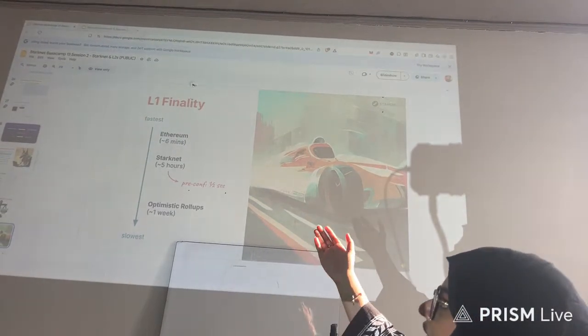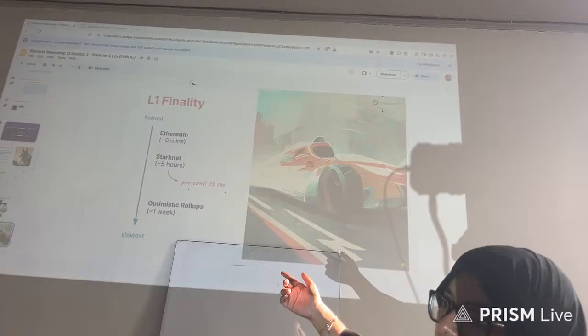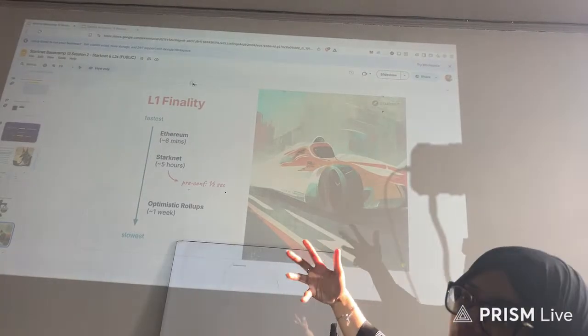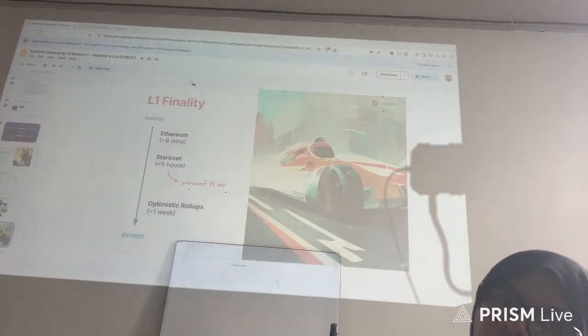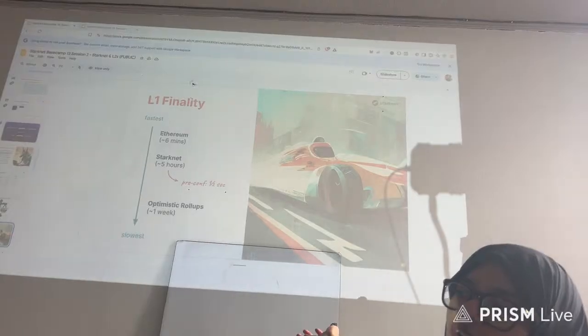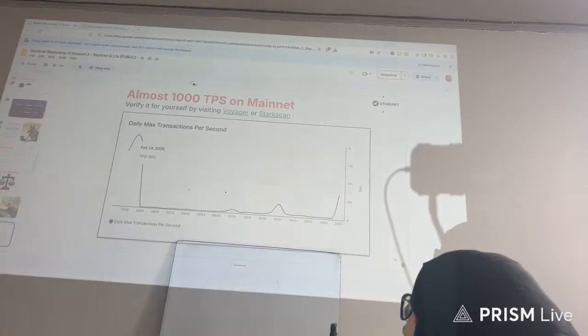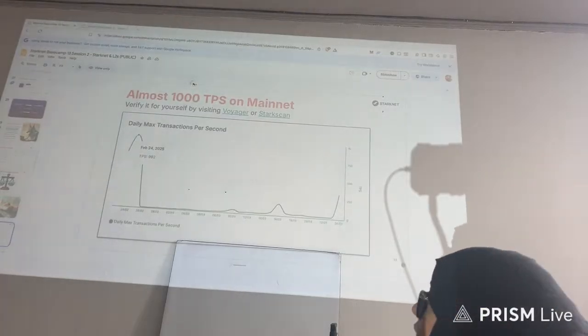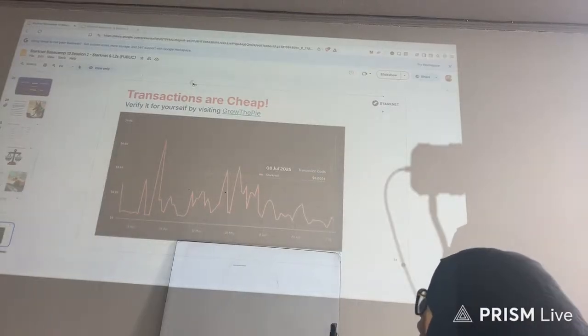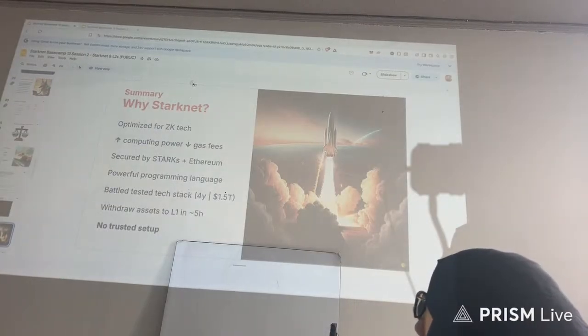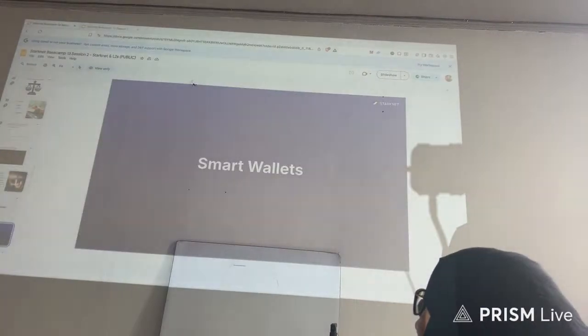Now the L1 finality that we looked at on optimistic rollups is 1 week. On Ethereum, obviously because it's layer 1, it's 6 minutes, but because of congestion, not usable only. On Starknet, it's 5 hours, and pre-conf is less than half a second. Starknet has the power of doing 1000 transactions per second on the mainnet, and they are cheap. And yeah, that's pretty much it. I think that's what we did yesterday.